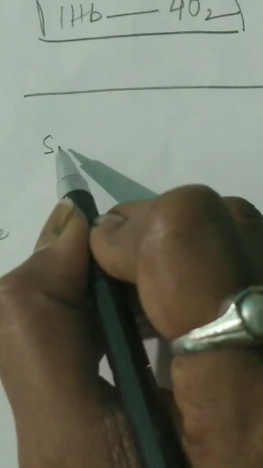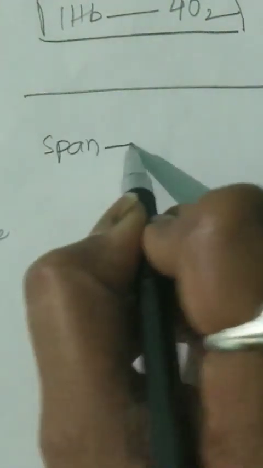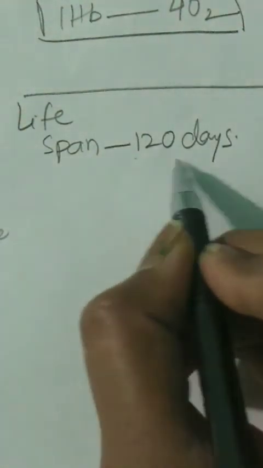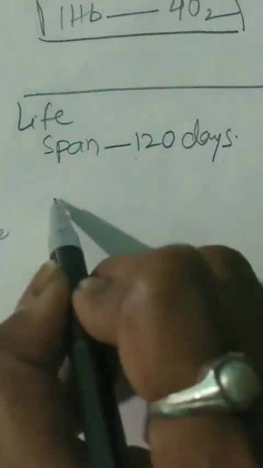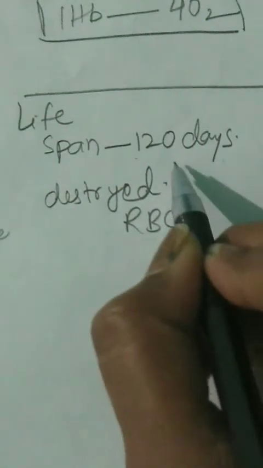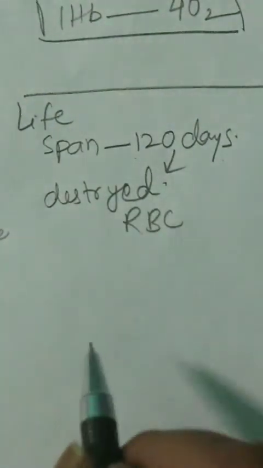Lifespan of RBC. The lifespan of RBC is 120 days. And what happens after completion of the lifespan of RBC? After 120 days the RBC will be destroyed.